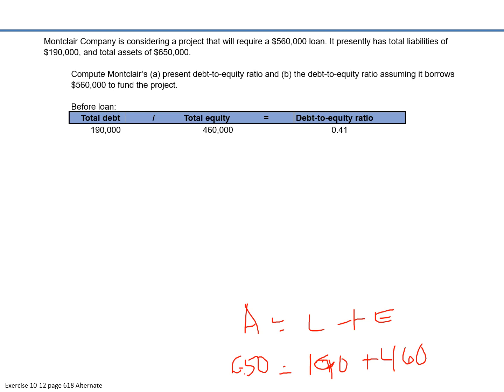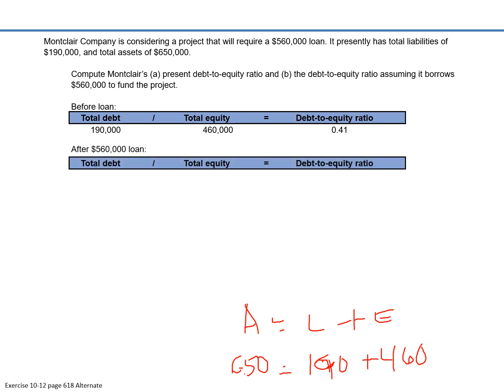And then what happens if they take on that loan? So they had 190 of debt, but they're going to add 560 to it. So now we have 750,000 of debt divided by total equity of 460. Their ratio is going to go to 1.63.